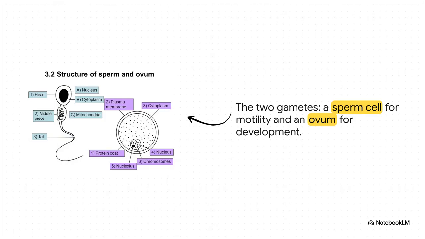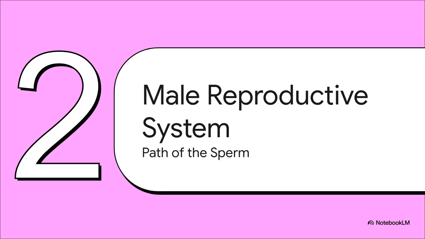And just look at how perfectly designed these 2 cells are for their jobs. It's amazing. The sperm cell is streamlined, it's got a powerful tail for movement, its entire mission is to travel. The egg, on the other hand, or the ovum, is way bigger and it's packed with all the nutrients needed to support the earliest stages of development. 2 totally different designs, but they share one common goal. So now that we've met our key players, let's trace the journey of the sperm.